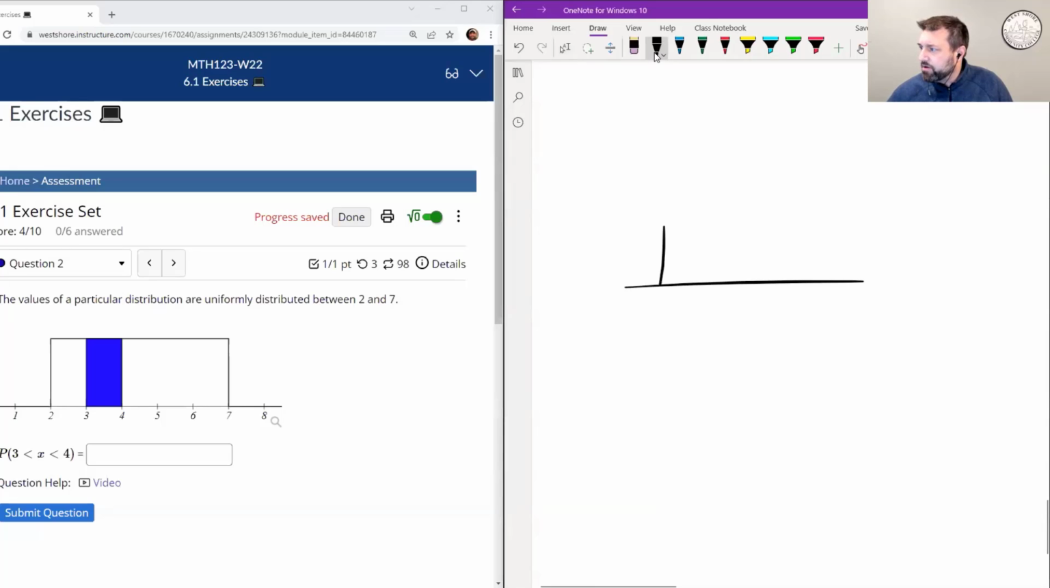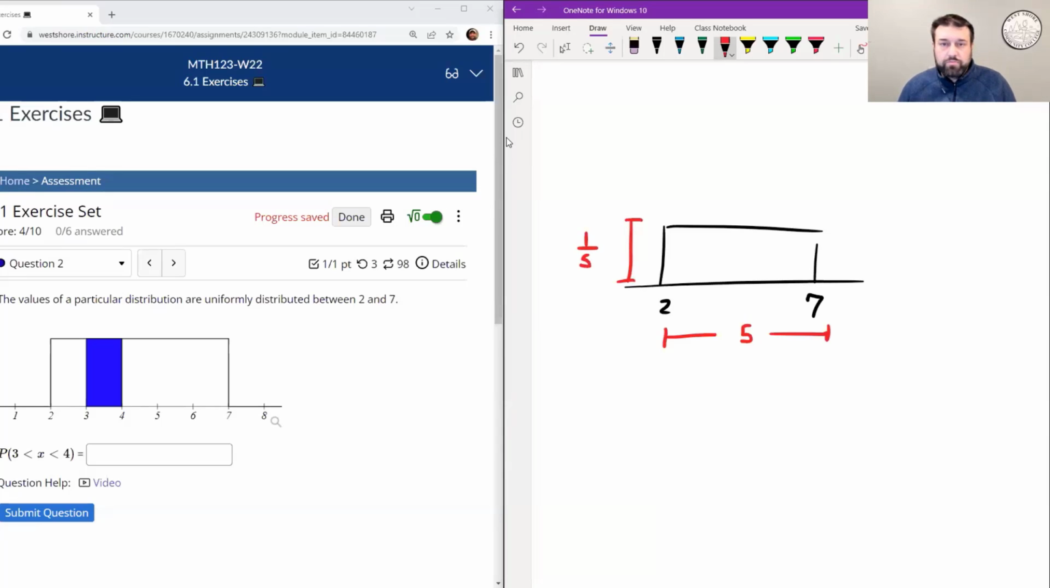So here is our rectangle, zip, zip, zip. And we have one point that's at 2, one point that's at 7. Now, I know that it's at 2 and 7, so there are a couple of things that I immediately know. I know that my width, my base, is 5, and I know that my height is 1 over 5. Remember that reciprocal relationship that we talked about earlier. We immediately know the base, and we immediately know the height. And they're asking us to find the area, the probability between 3 and 4. So they would like us to find the area, the probability of that rectangle.